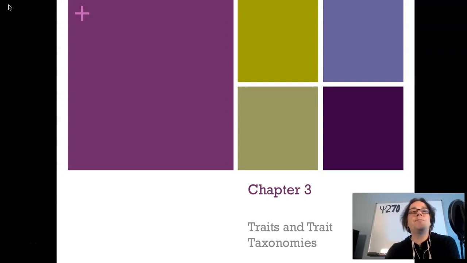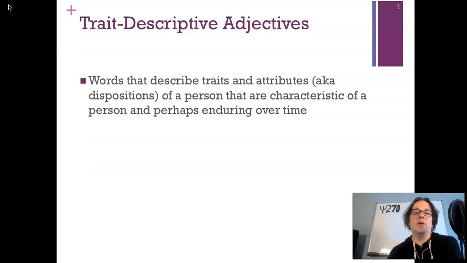So welcome back. Today we'll be talking about chapter 3, which deals with traits, personality traits, and trait taxonomies. And when we talk about taxonomies, we can think about hierarchical systems. So traits, in the way that they are structured in various ways, right? When we talk about trait descriptive adjectives, we're talking about words that describe traits and attributes. We call these traits and these attributes dispositions.